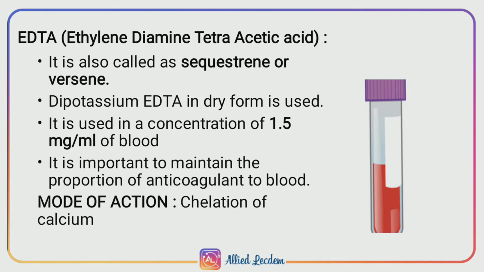Ethylene diamine tetraacetic acid, that is EDTA. It will be a lavender color vacutainer, and it is also called sequestrene or versene. The actual salt used here is the dry form of dipotassium EDTA, and it is used in a concentration of 1.5 mg per ml of blood, and it is important to maintain the proportion.